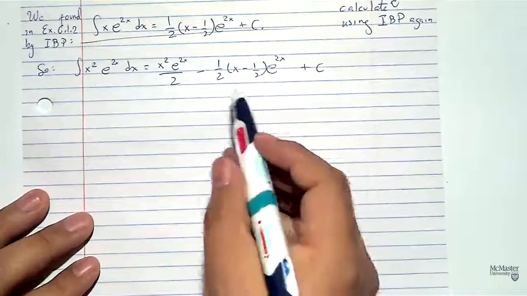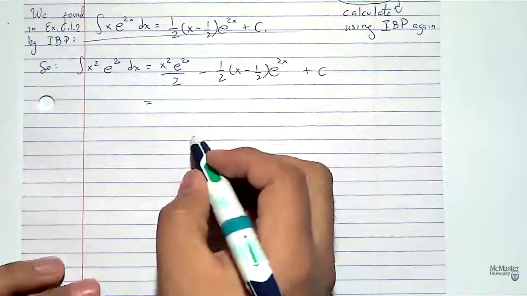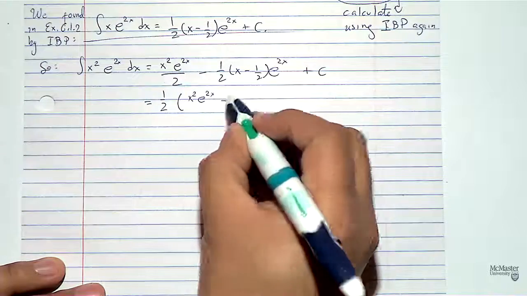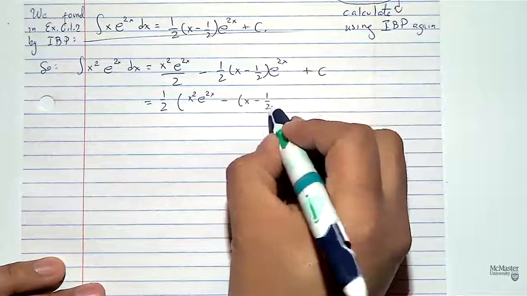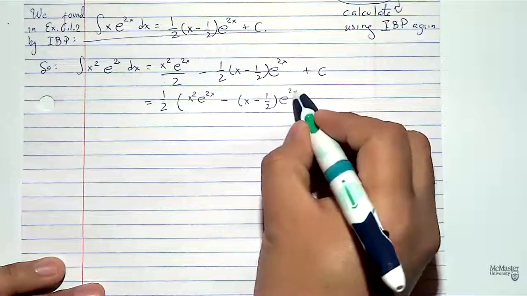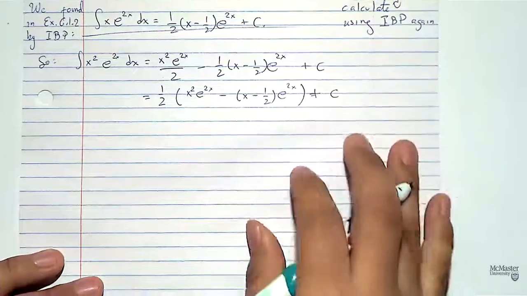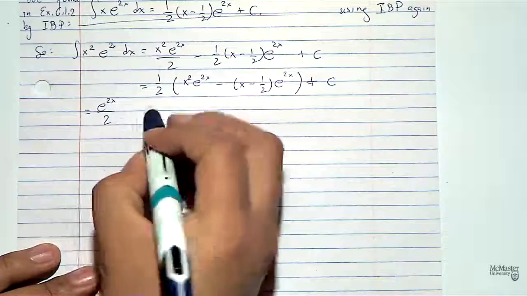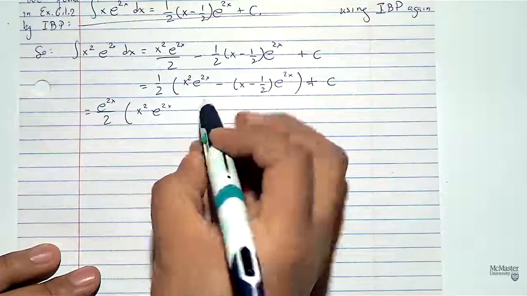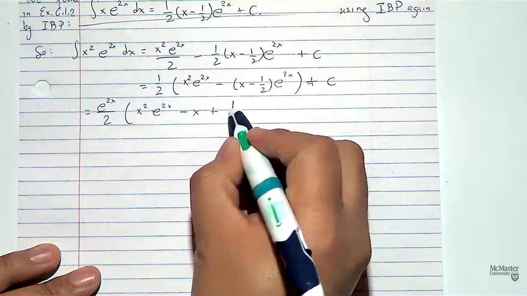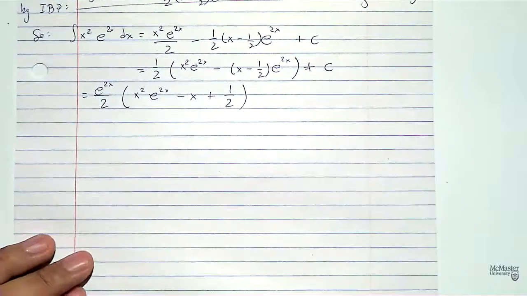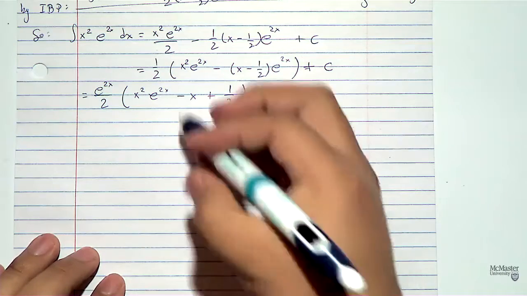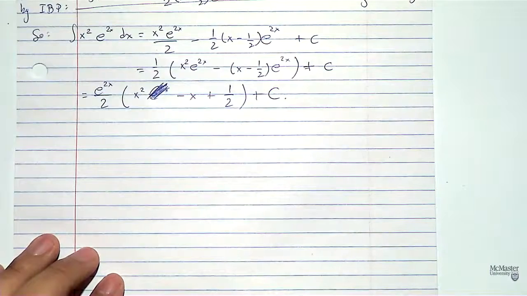In fact, I could do a factorization of this. This would be 1/2 of x squared e to the 2x minus, and then you have x minus 1/2. I could factorize also the exponential, plus a constant of integration. So you would have exponential to the 2x divided by 2, times x squared minus x plus 1/2 with the minus minus, plus a constant of integration. Sorry, this doesn't go. That's why I factorized this.